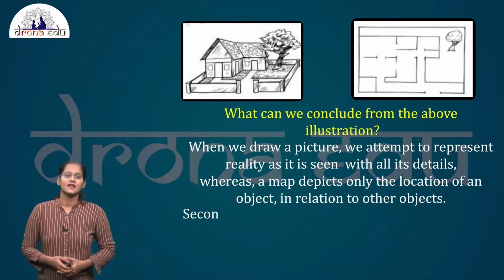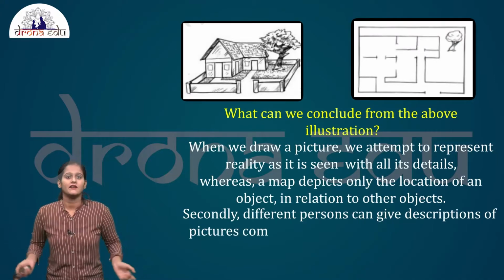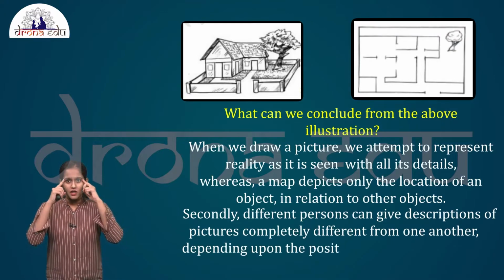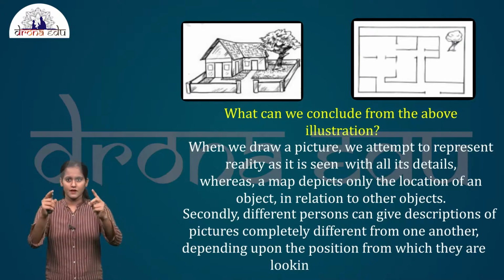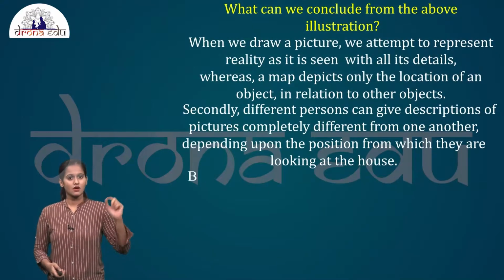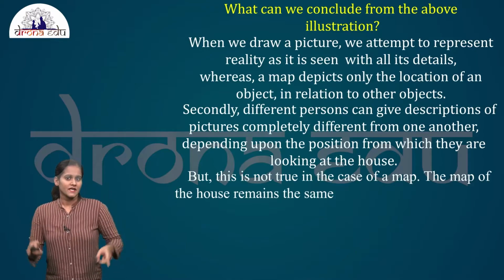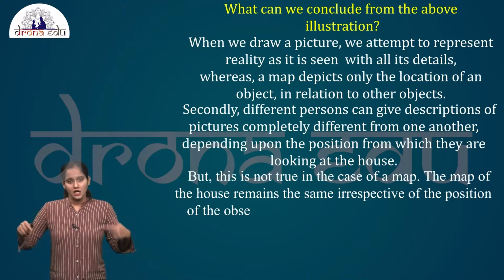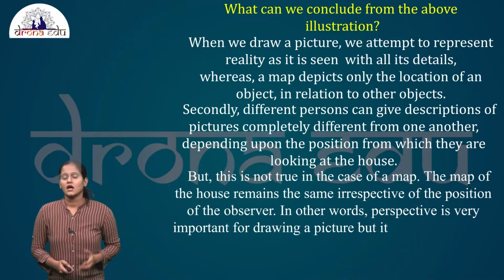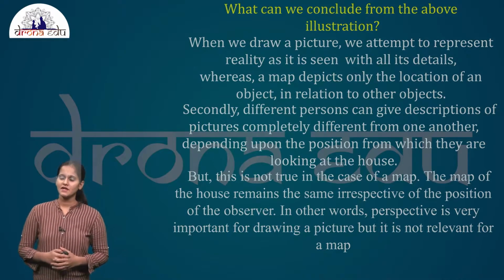And secondly, different persons can give different descriptions, completely different from one another, depending upon the position from which they are looking at the house, a side view or a front view or like that. But this is not true in the case of a map. The map of the house remains the same irrespective of the position of the observer. In other words, perspective is very important for drawing a picture, but it is not relevant for the map.